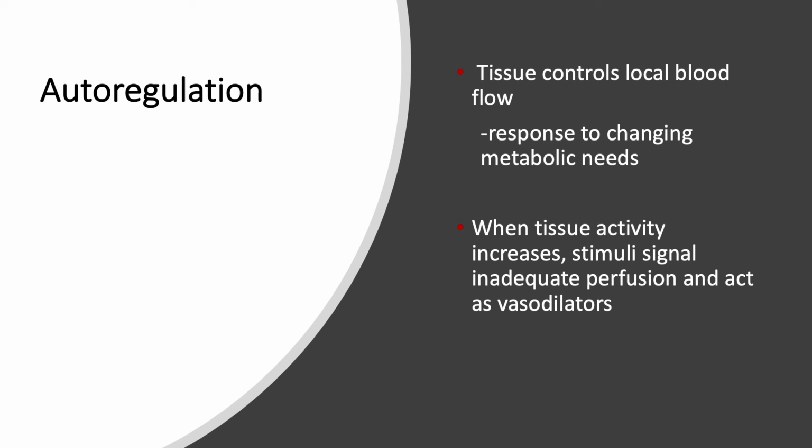So let's say we're talking about a response to inadequate perfusion of a tissue due to increased metabolic activity. Well, when tissue activity increases, there's stimuli that are released that signal that there's inadequate perfusion, and then they can act as vasodilators. So what do you think chemical changes could be seen at the level of the tissues that would signal inadequate perfusion and then kick off the vasodilation? What chemical changes could then be seen at the level of the tissues?